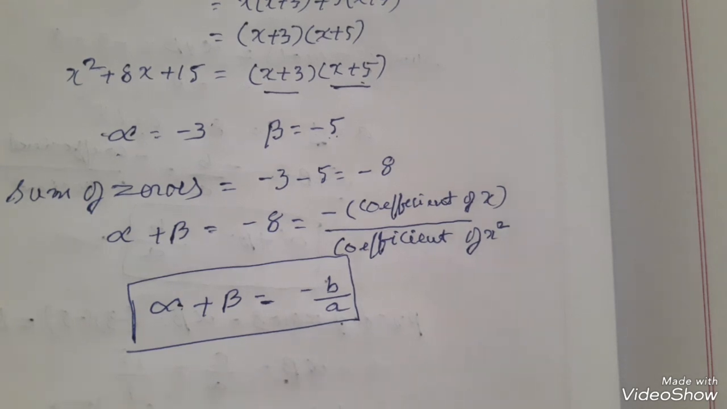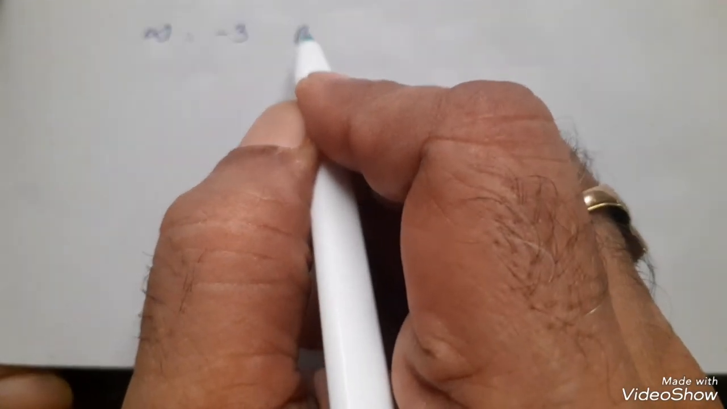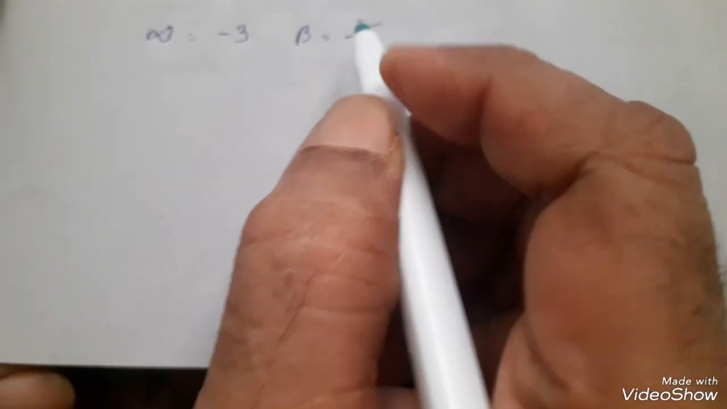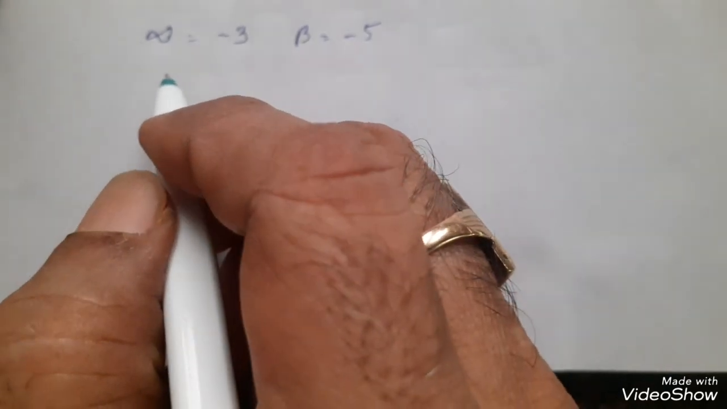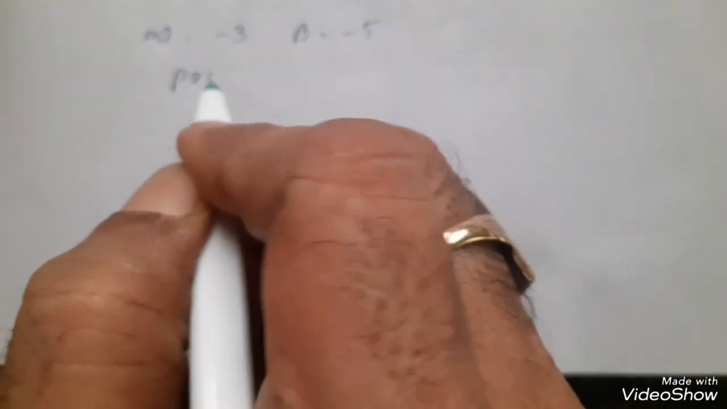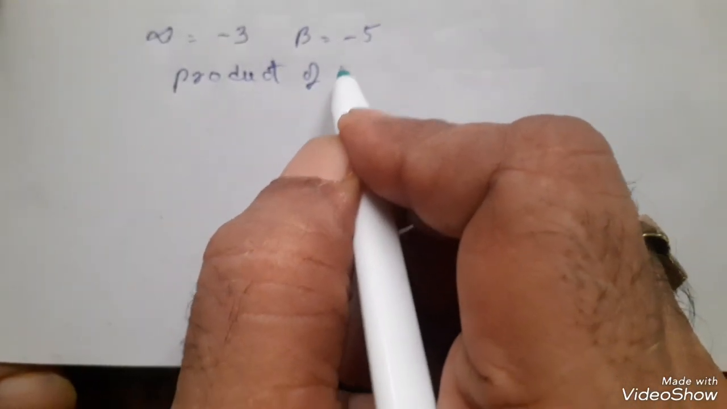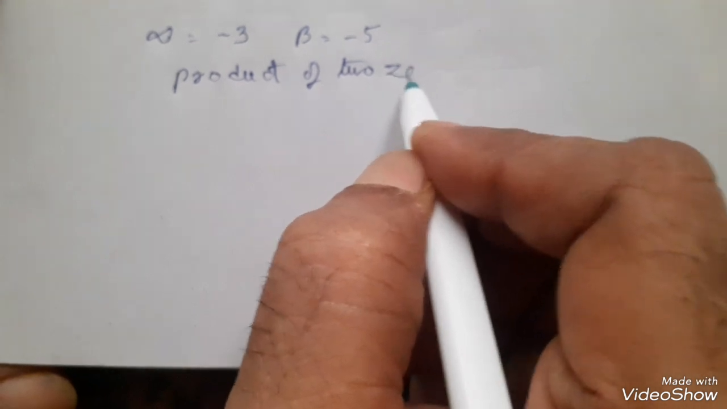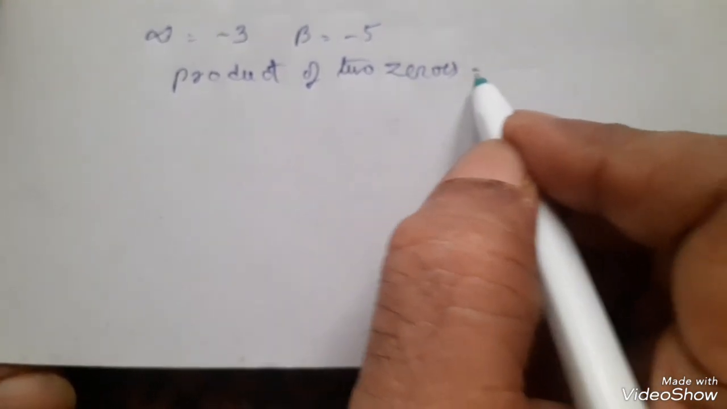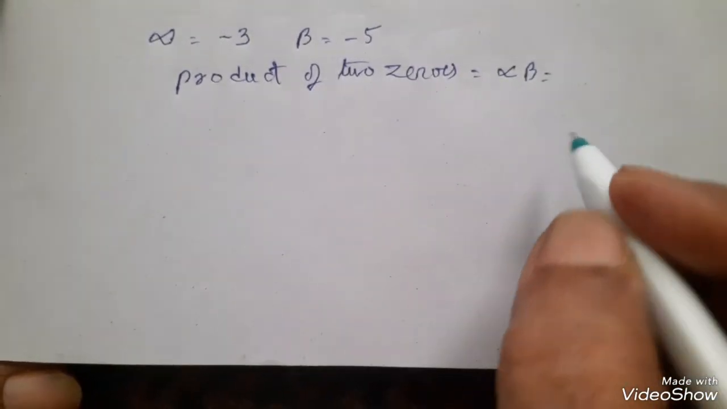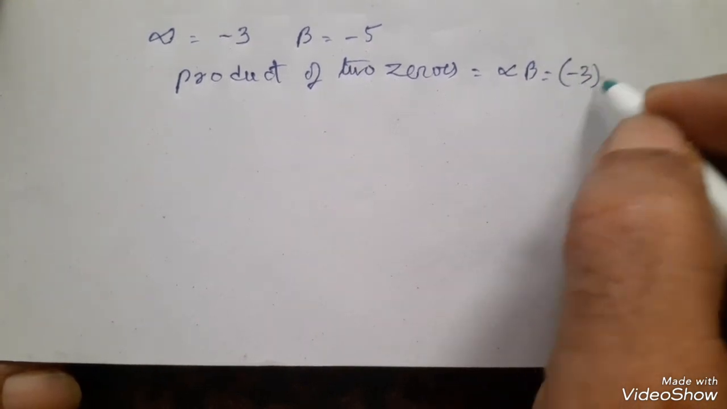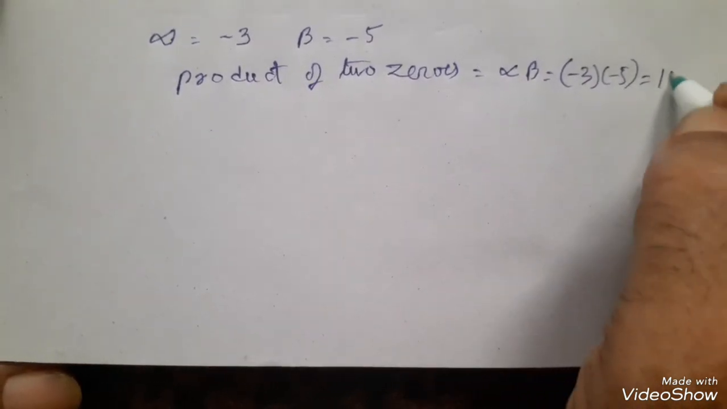So let us see one more relation. The zeros we have, alpha is minus 3, beta is minus 5. Now you find the product of the two zeros. That is alpha into beta. Minus 3 into minus 5 is plus 15.